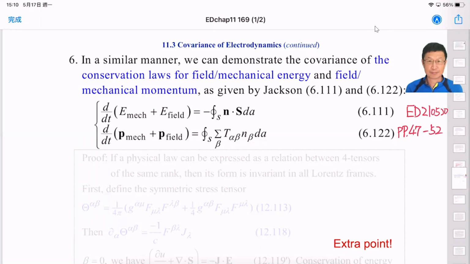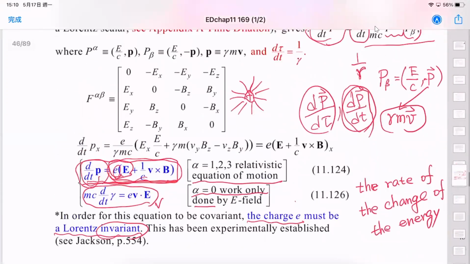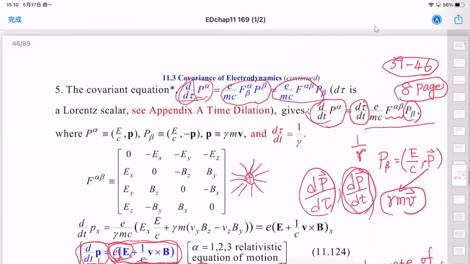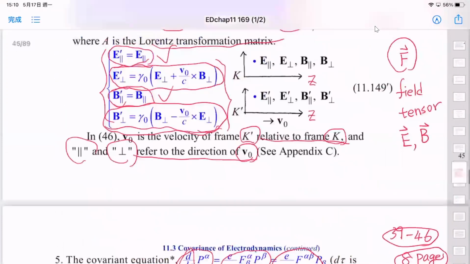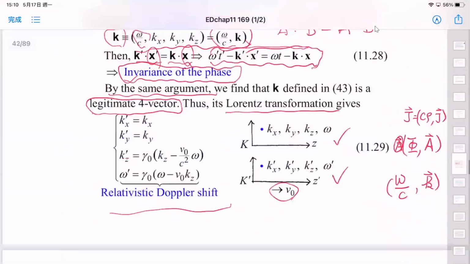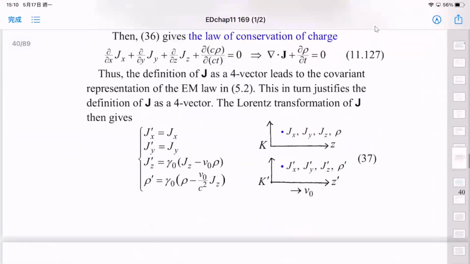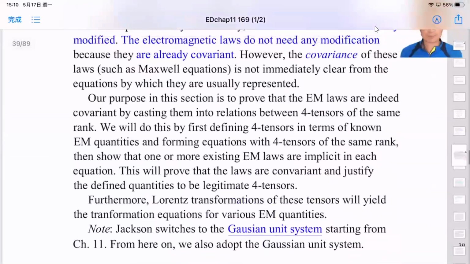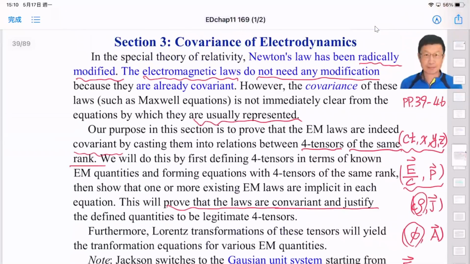Before we start, I would like to briefly review what we have learned so far. Go back to page 1, just a brief review. We say Newton's law has been radically modified, but electromagnetic laws do not need any modification, but we need to change the form and to demonstrate they satisfy Lorentz transformation.